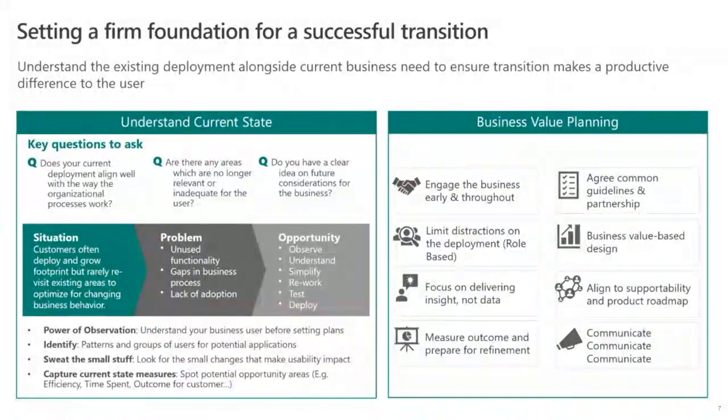Business value driven design. This is really important to establish priorities in your backlogs of things that you need to change or improve in your project, to make sure that there is business value behind that. Align to supportability and product roadmap to make sure that you make the best use of the platform and that it is supported and future-proof. And of course, in terms of change management, communicate a lot around this initiative. When you involve your users, you communicate, you set expectations, etc.